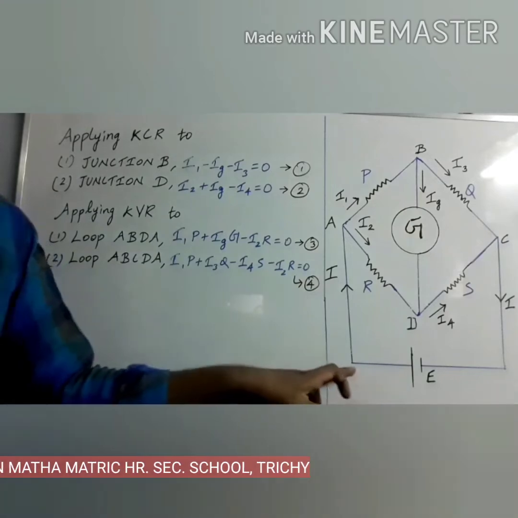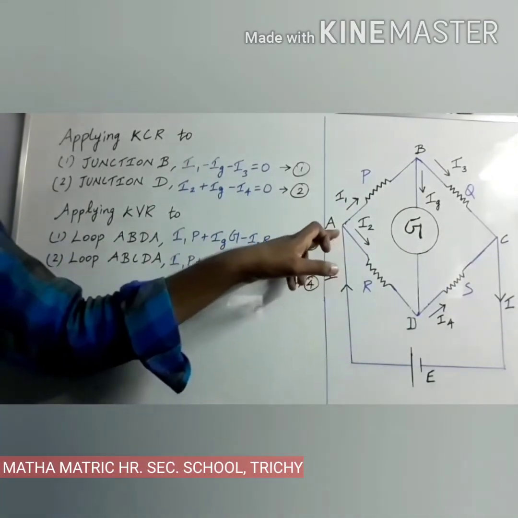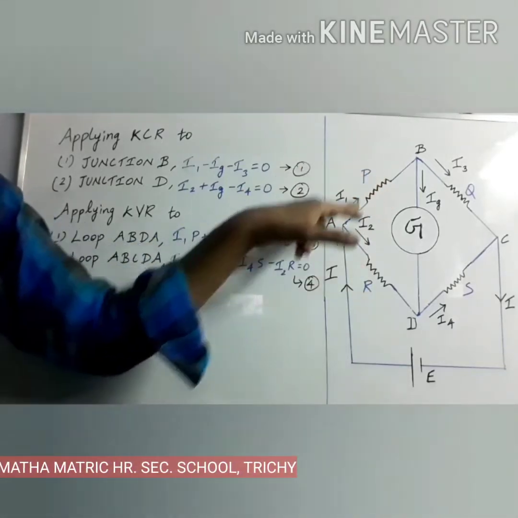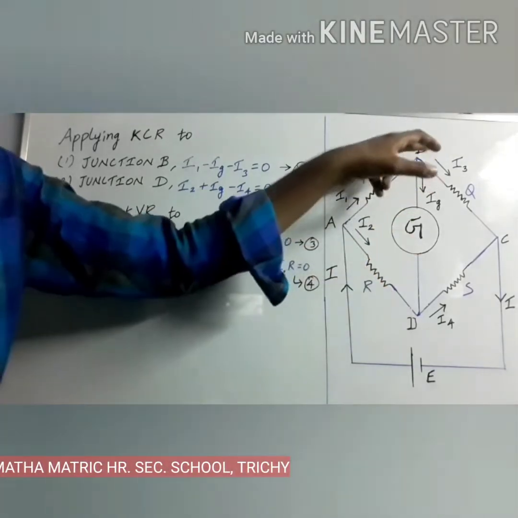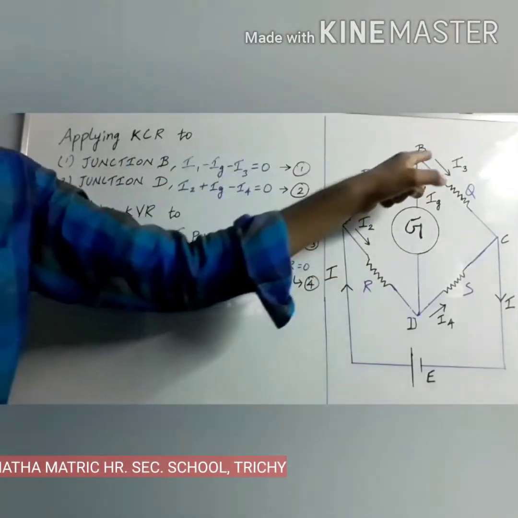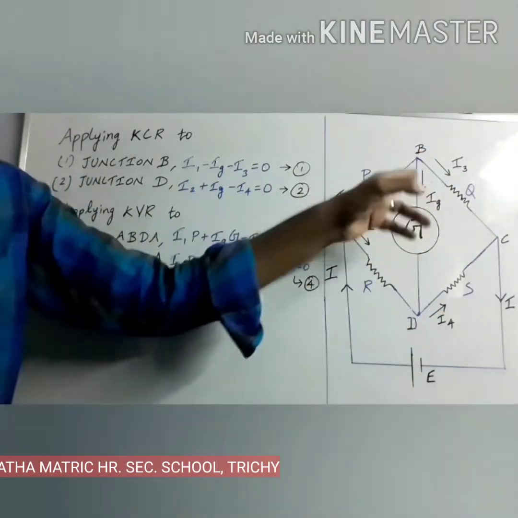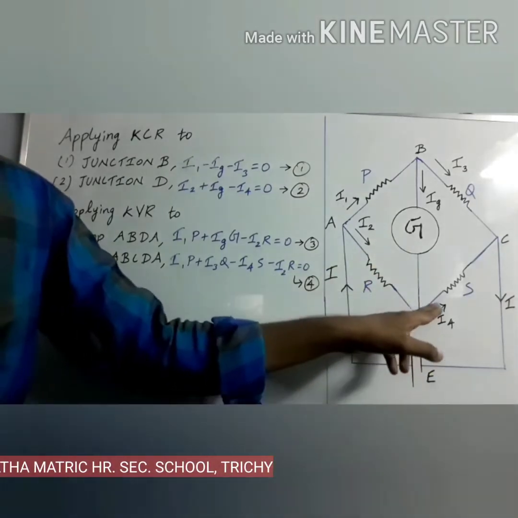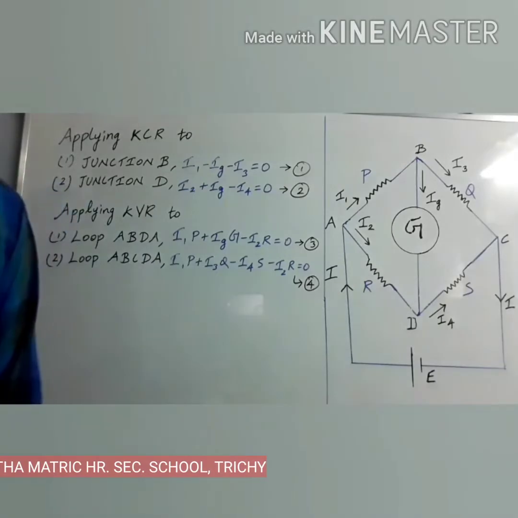The current supplied by the cell is I. When it reaches the point A, it divides into 2 parts, I1 and I2. I1 passes through the resistance P and I2 passes through the resistance R. At the point B, it is divided into 2 parts. I1 is divided into I3, which passes through the resistance Q, and Ig, as I told already, Ig is the current that passes through the galvanometer. At the point D, the current I2 is further divided as I4. The current which passes through the resistance S is I4.